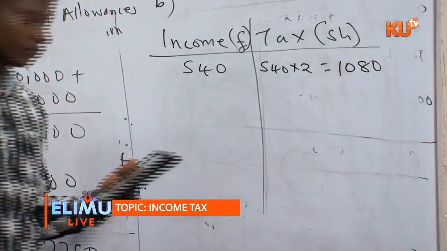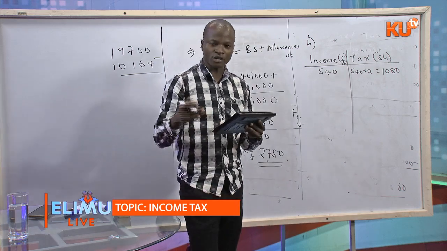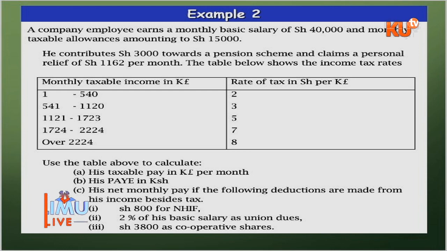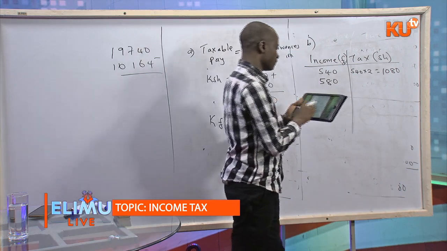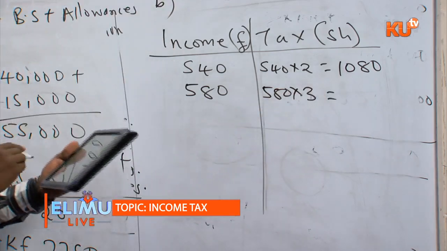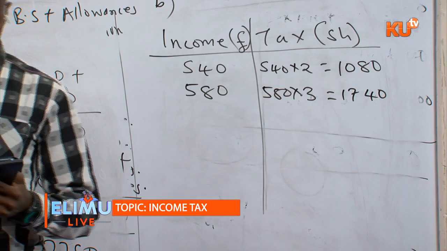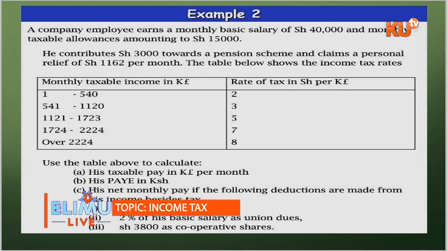1080. Then to get the next income in the next slab, you take 1120 minus 540. That should give you 580. So the next income here is 580 at a rate of 3. So that is 580 times 3. If you use your calculator well, you should get 1740. Then the next one, you take 1532 minus 1020.